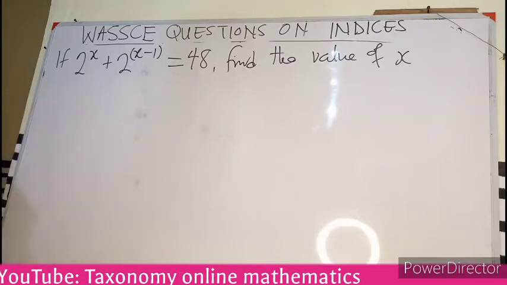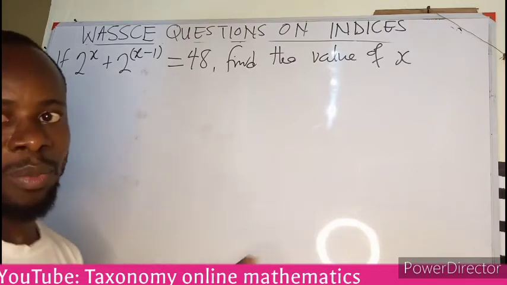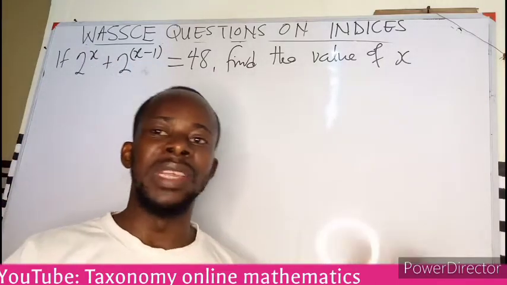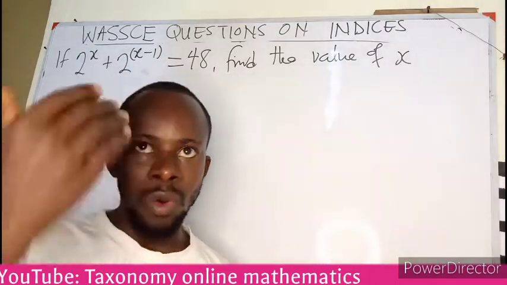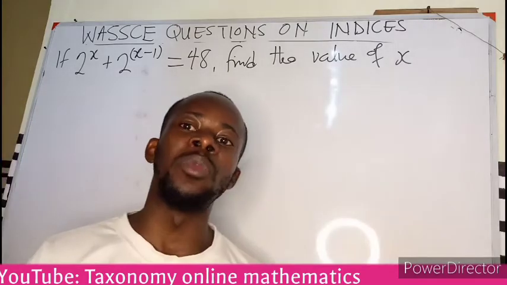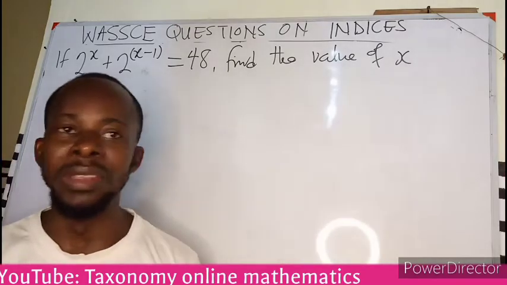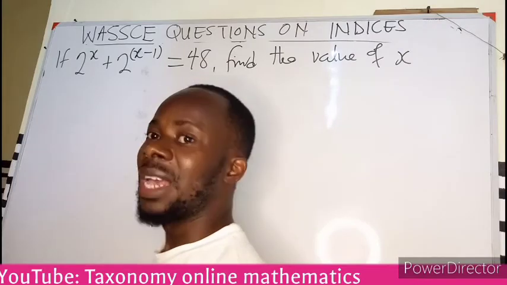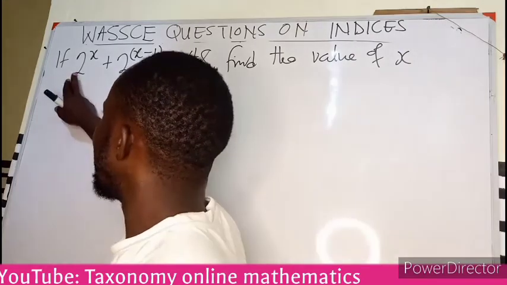Alright, so the trick always under indices is that we try as much as possible to have the same base, so that we can operate with the exponent, or we try to get the same exponent so that we can operate with the bases.